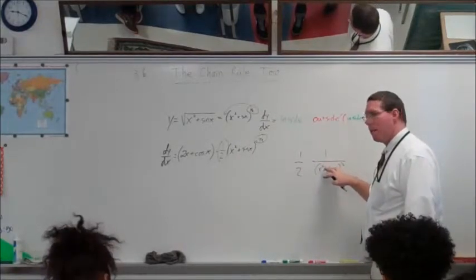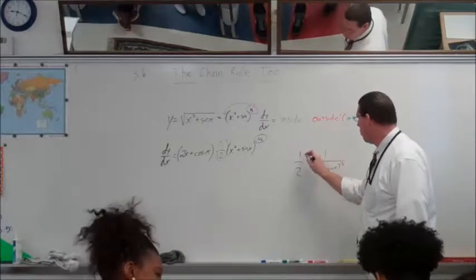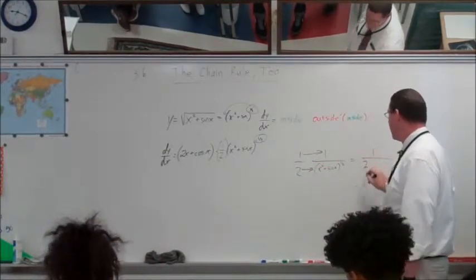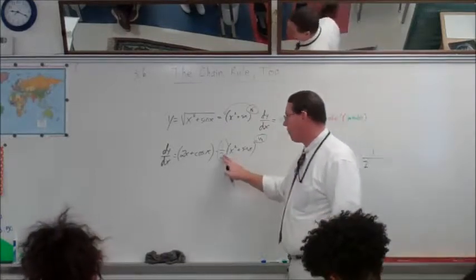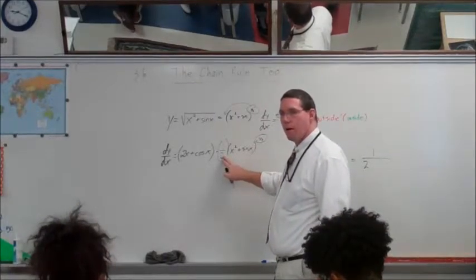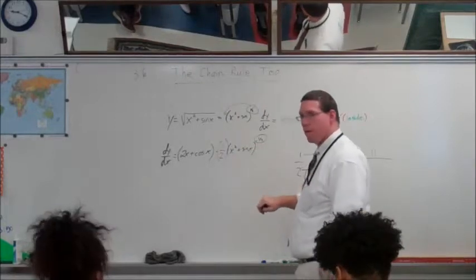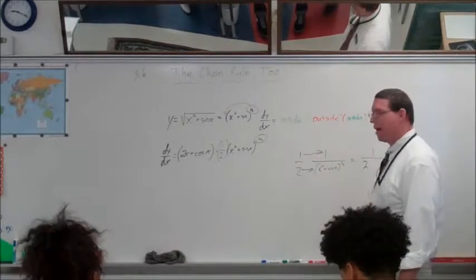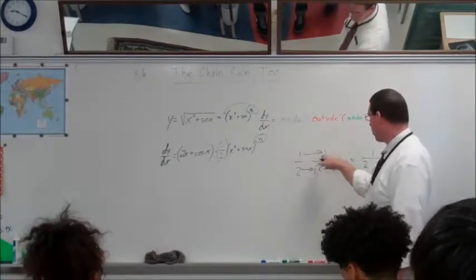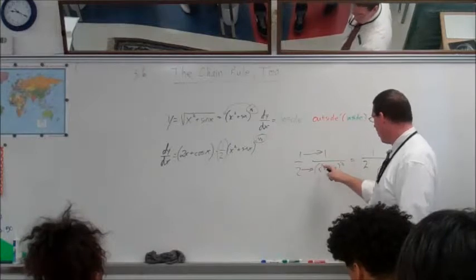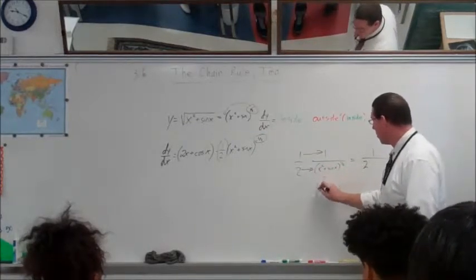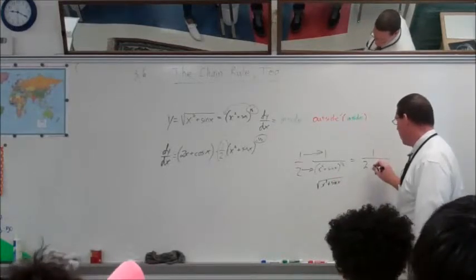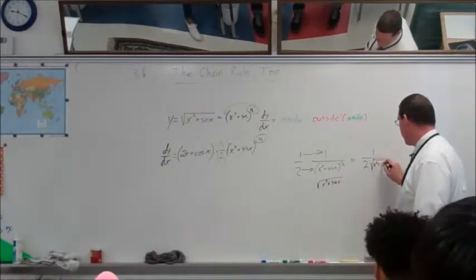Yes. Look, 1 times 1 is 1. Do you know where this 1/2 came from? Yes, power rule. Okay, so I'm multiplying this times this. This is equal to this, and 1/2 times this is now multiplying two fractions. So multiply straight across. 1 times 1 is 1. 2 times this is, by the way, the equivalent of the square root of x squared plus sine of x.